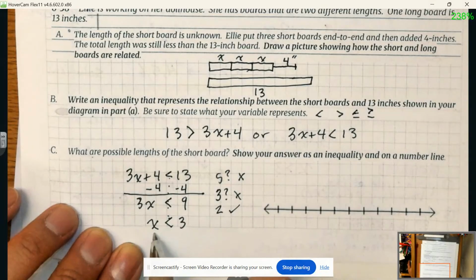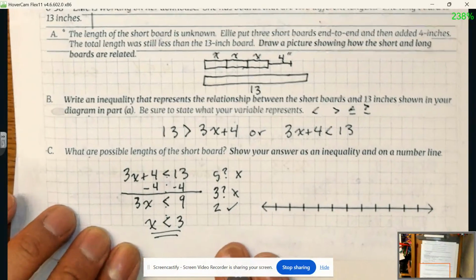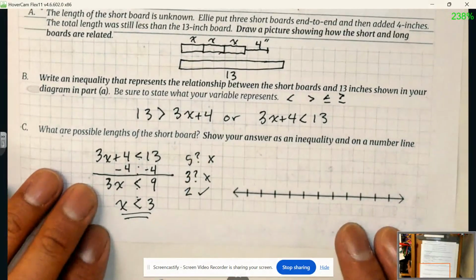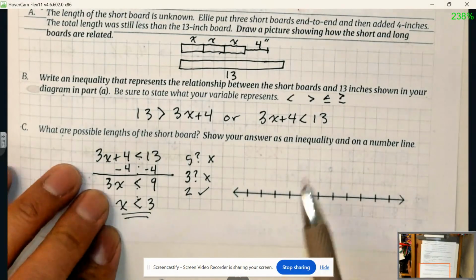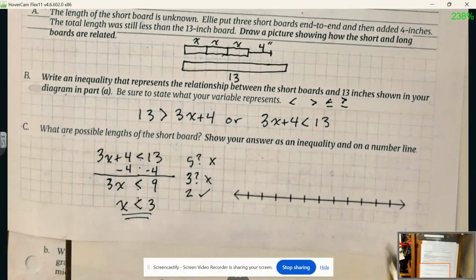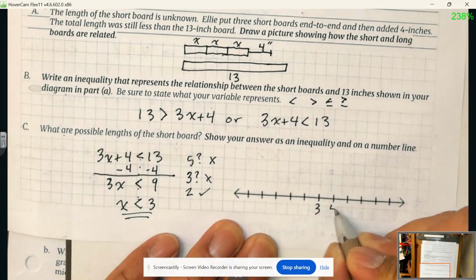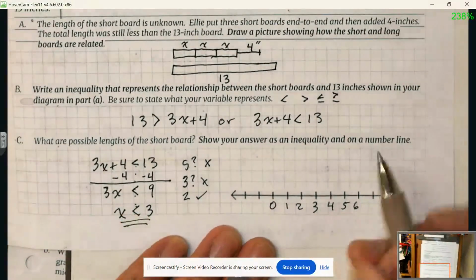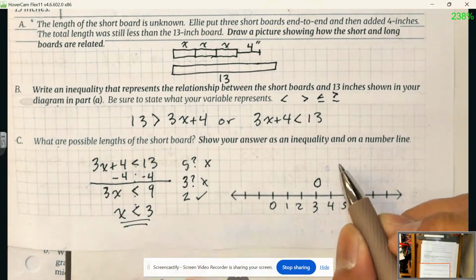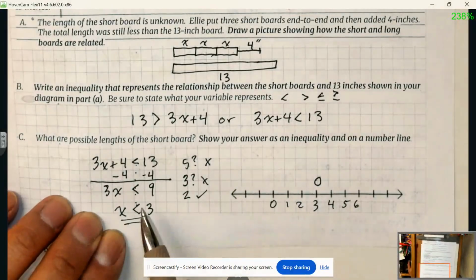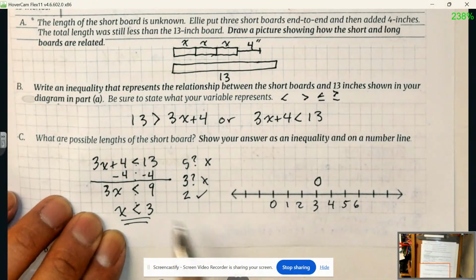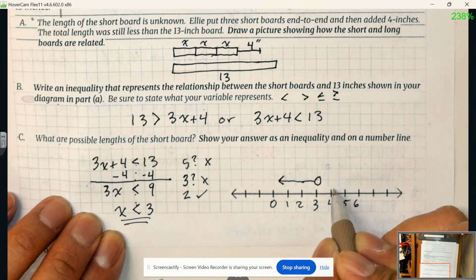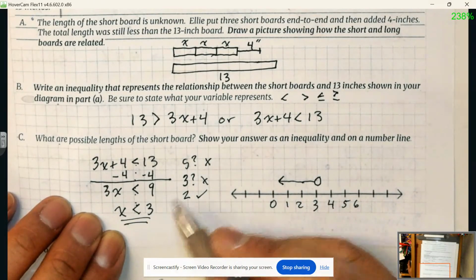All right, so here's our inequality: x is less than 3. That means those short boards need to be less than 3 inches. Otherwise, they would be the same as the long board. So here's our number line. We're going to put the boundary point, a circle. Is 2 a solution? 2 is less than 3. It is. So that means we are going to go to the left, because 4 is not less than 3, not a solution.